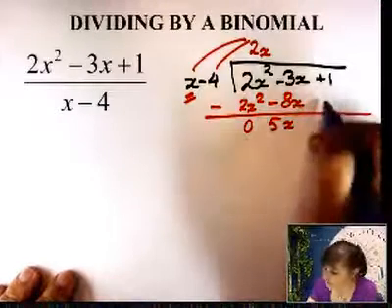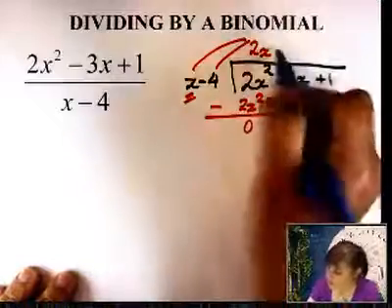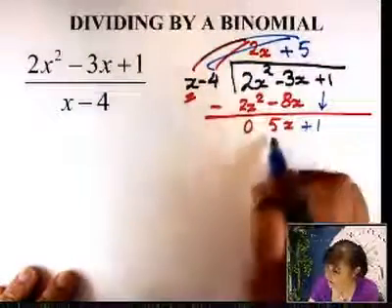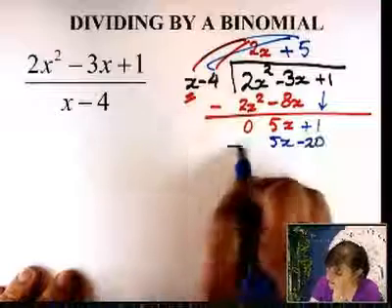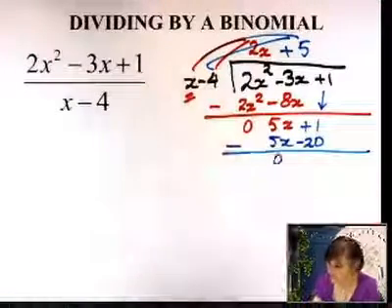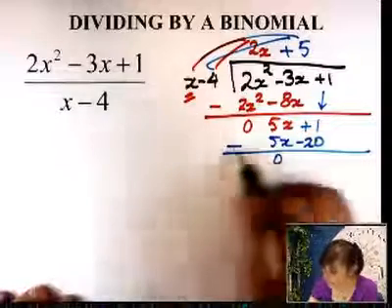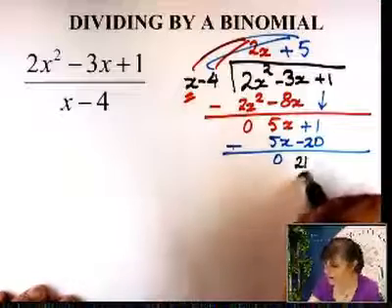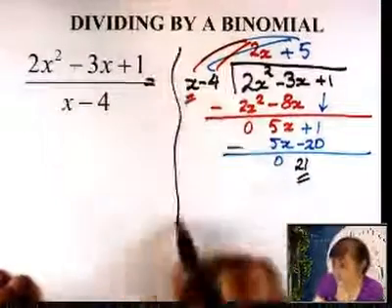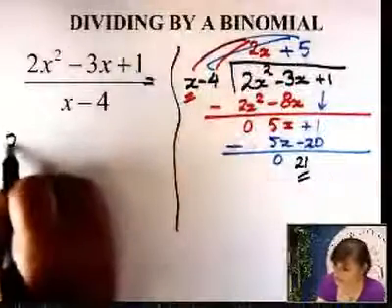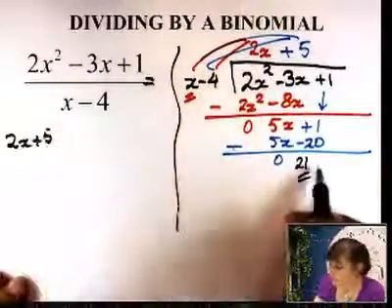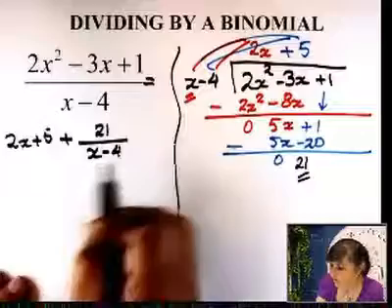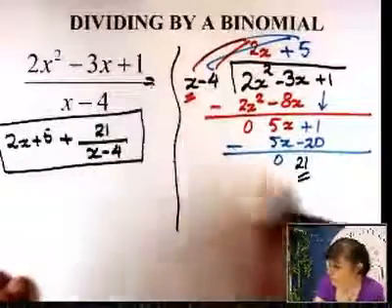Now you're going to bring the next one down. That's plus 1. So how do I get from x to 5x? Multiply by 5 and FOIL it back. 5x minus 20. This time something will happen. This is 0. But the problem is 1 minus negative 20, that's positive 21. That's my remainder. So the answer to my problem is x plus 5 plus the remainder that I still need to divide by x minus 4. Here's the full answer. That remainder will go right here.